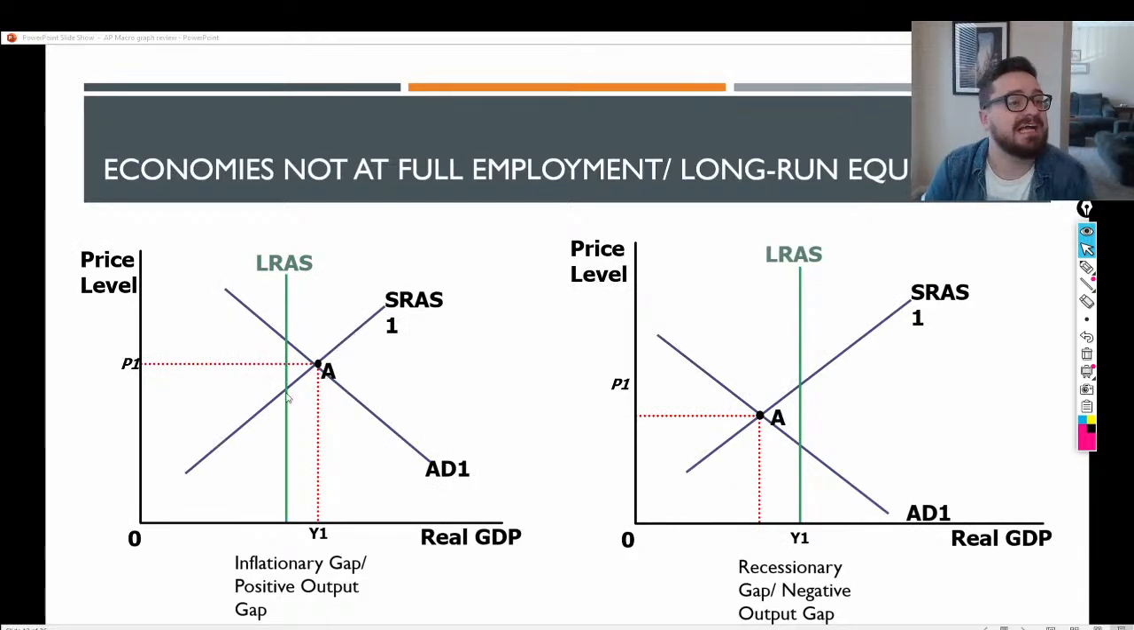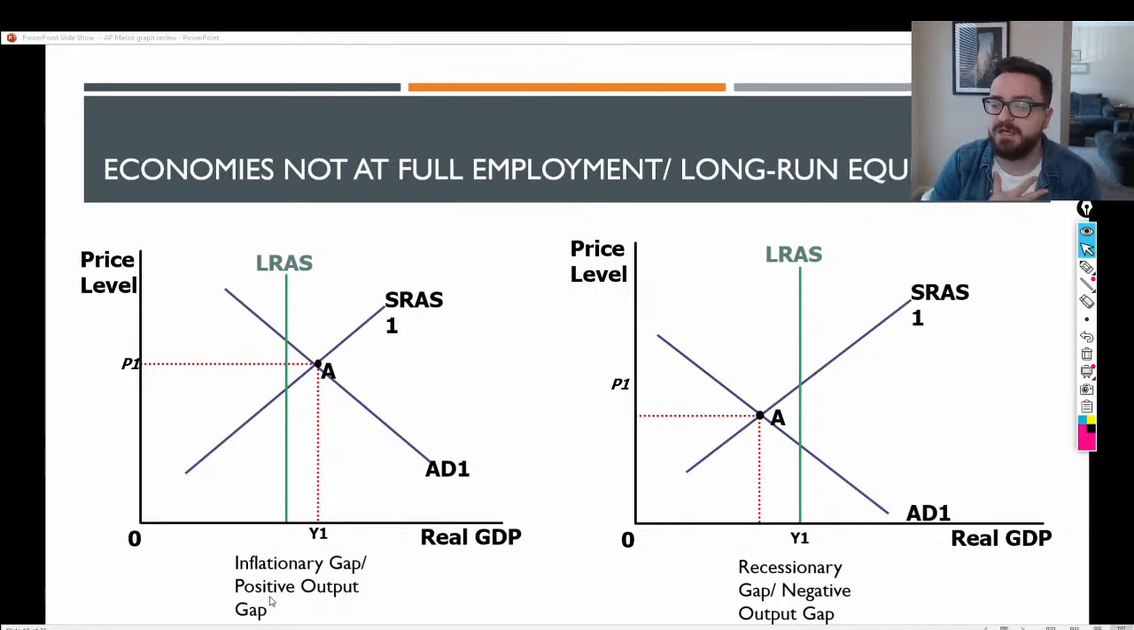You are wherever SRAS and AD are. Let's be clear about that. That's where your economy is at. So if that spot is to the right of LRAS, you're in an inflationary gap. The AP exam will possibly, probably, they have been shifting more towards calling this a positive output gap.